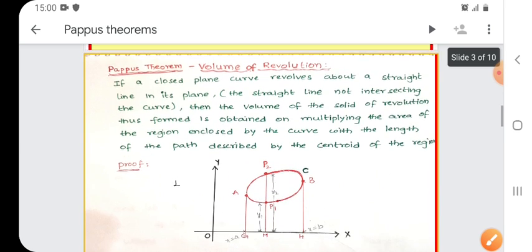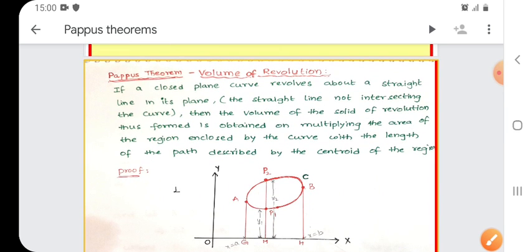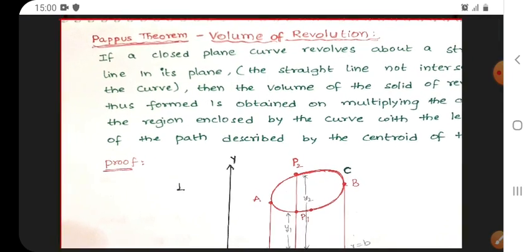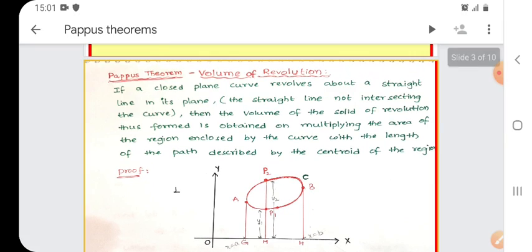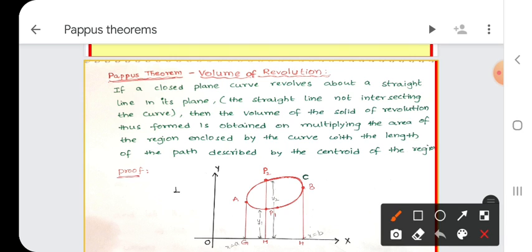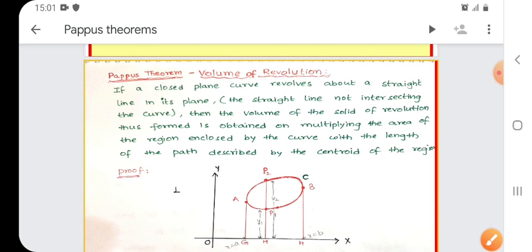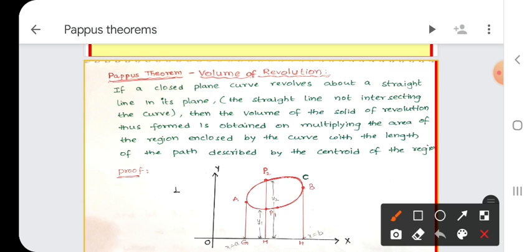Next, in this video we are going to discuss two important theorems. What are they? Pappus theorems. The first one is Pappus theorem about volume of revolution. First I will read the statement.